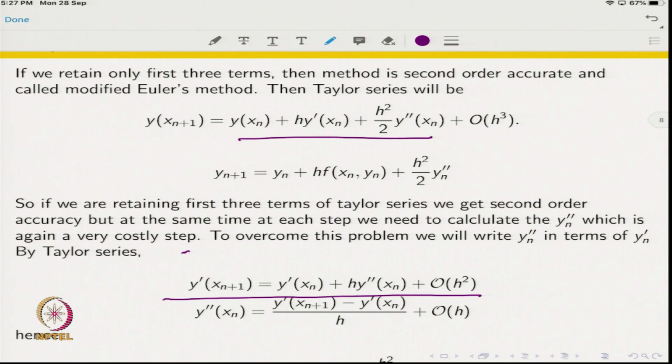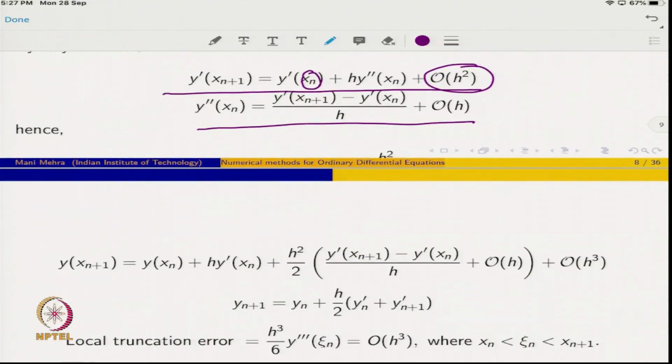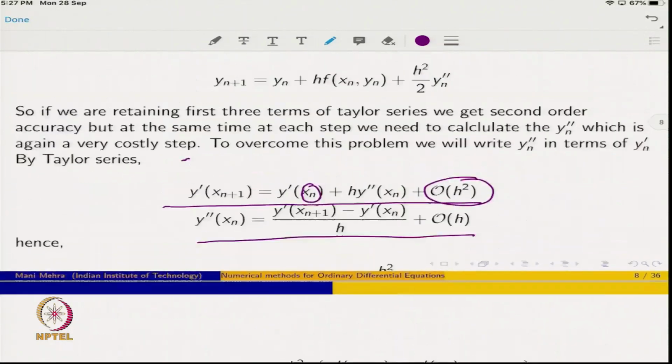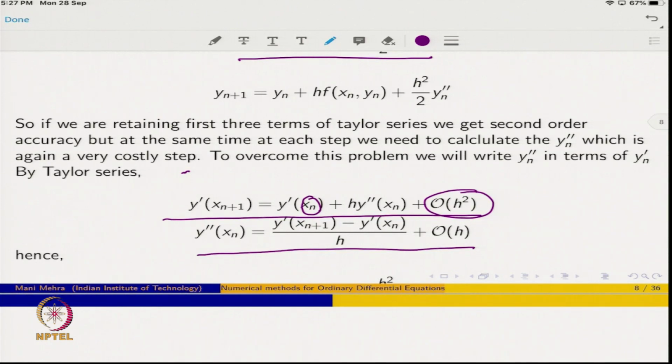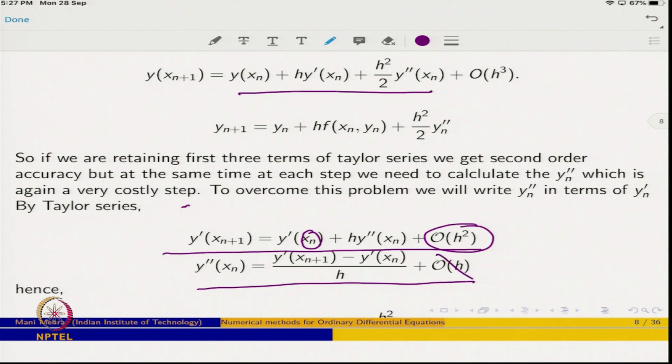This is the Taylor series of y dash around point xn. This is the truncation error term. So by rearranging the terms we get the following. You must have already seen these things when doing numerical approximation of derivatives. Now we are writing y dash xn in terms of y dash. If I neglect this term, this will be the approximation.